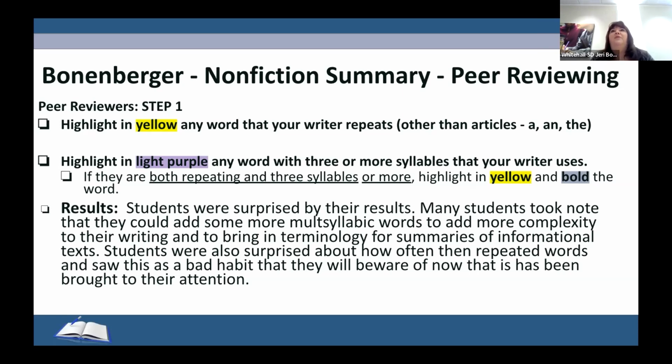They were also surprised that they didn't use more multisyllabic words. They thought that they had, and I said, well, that again goes with the process in writing and considering the process and beefing up some of the things that you're doing. So it helped them be aware of maybe some bad habits and shine a spotlight on those bad habits.